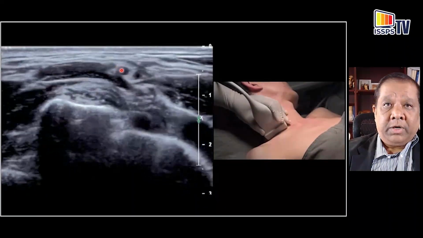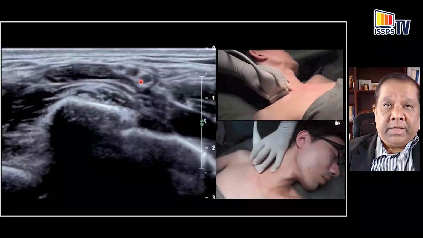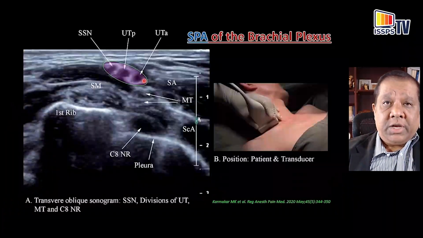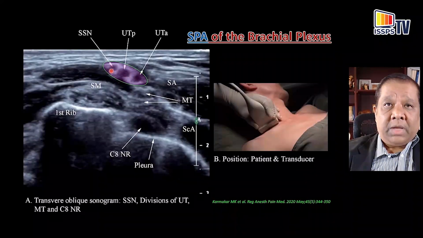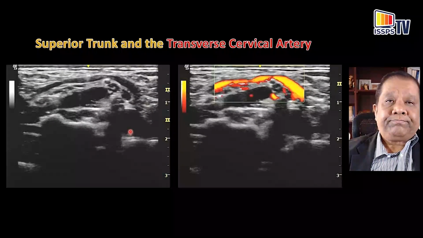You have the suprascapular nerve, the posterior division, and the anterior division. So this essentially forms the spar of the brachial plexus. You have a suprascapular nerve, the posterior division, and the anterior division. And just caudal to that is the middle trunk and the C8, which is now lying on top of the apex of the lung here.